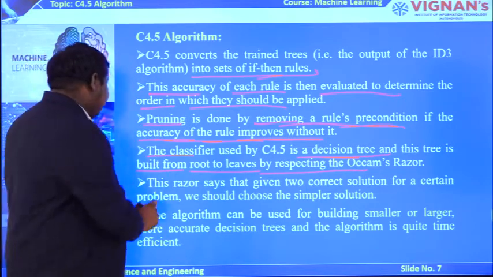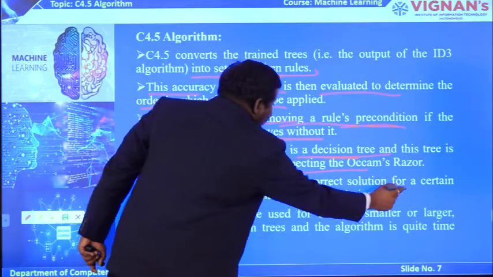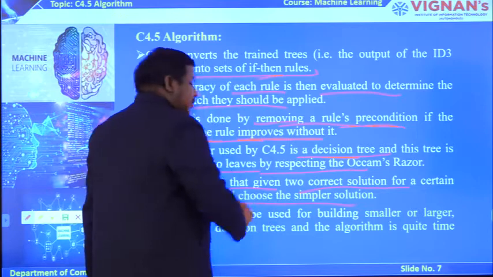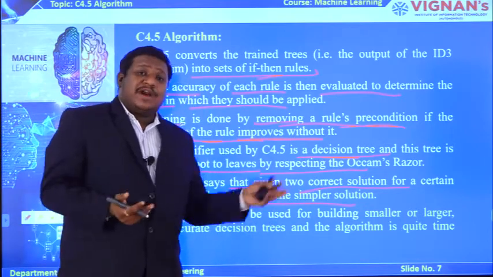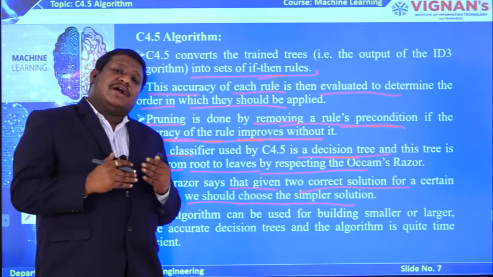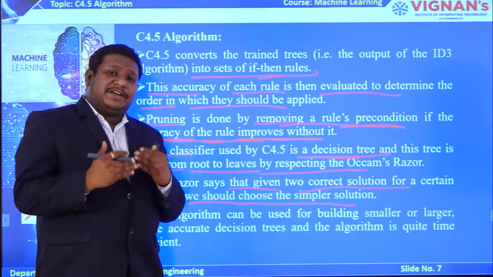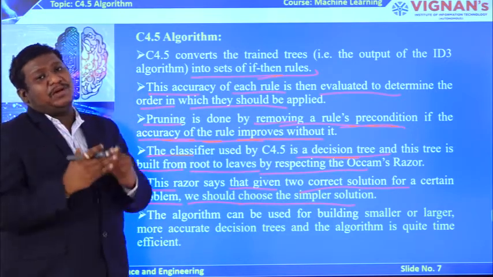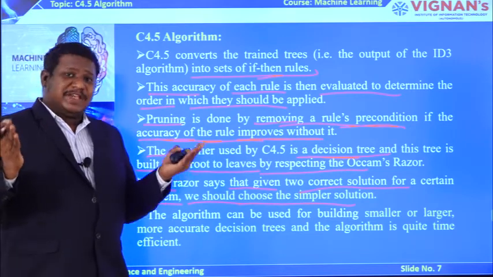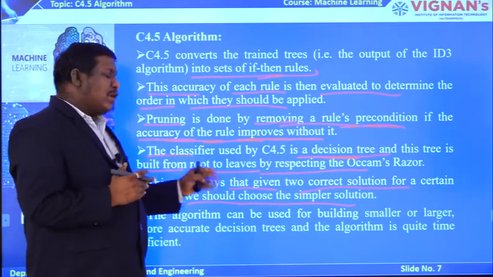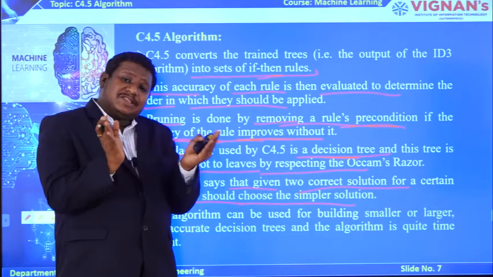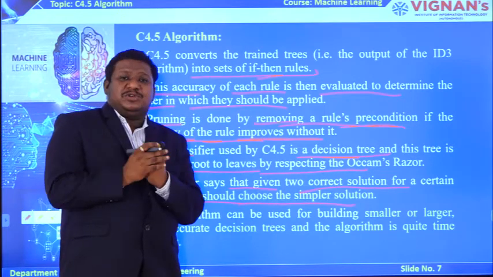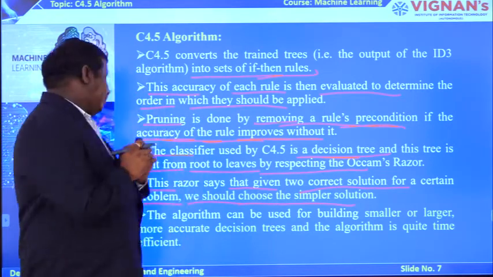What is this Occam's razor? This razor says that given two correct solutions for the same problem, we should choose the simple solution. Suppose you have a question. I told you this is supervised learning, which will work on the training data. So, in training data, for the same question you may have more than 2 or 3 answers. Then this Occam's razor will tell you to choose the simple answer from among all the answers available for the same question. That is what Occam's razor says.